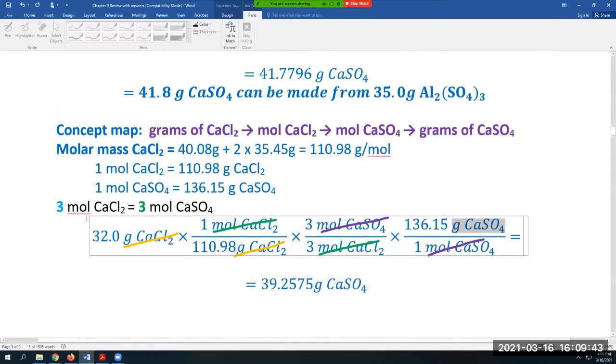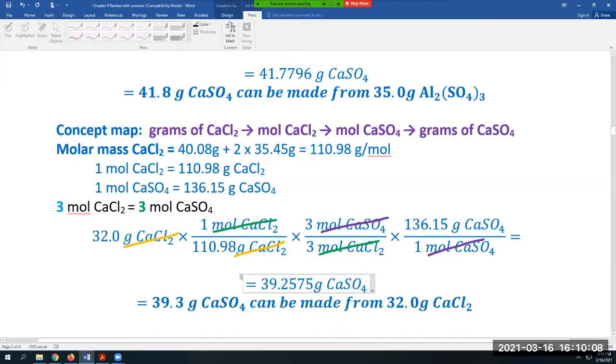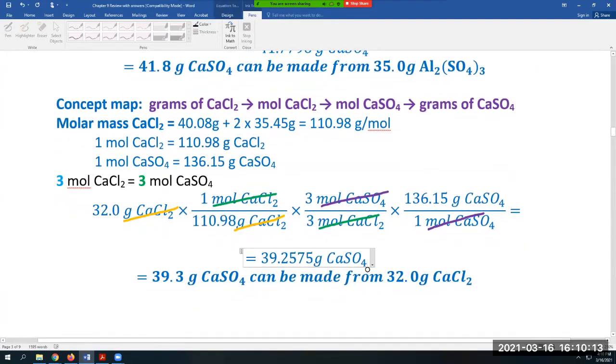And we need to pay attention to sig figs. As always, the mole numbers are exact. We have 5 sig figs in the molar mass, 5 sig figs in this other molar mass, 3 sig figs in the given amount. So we need to keep 3 sig figs. So 39.2. What comes after the 2 is a 5, so we need to round the 2 up to a 3. So it's going to be 39.3 grams of calcium sulfate. And that's what can be made from the 32 grams of calcium chloride.